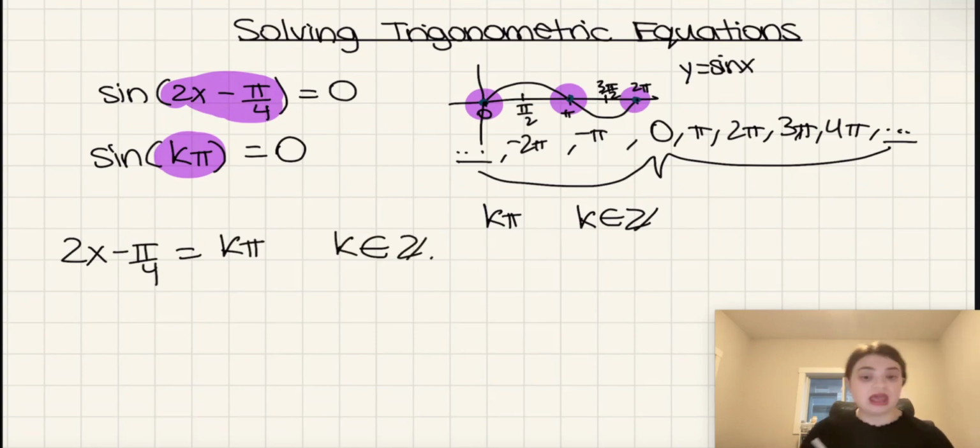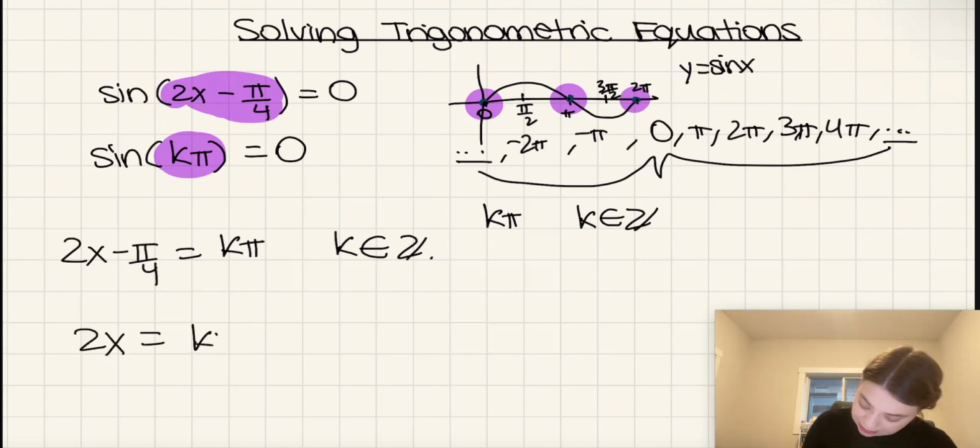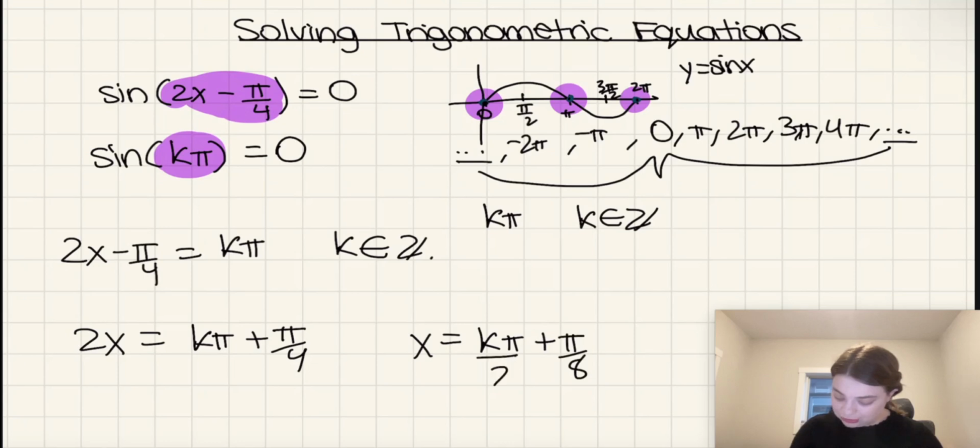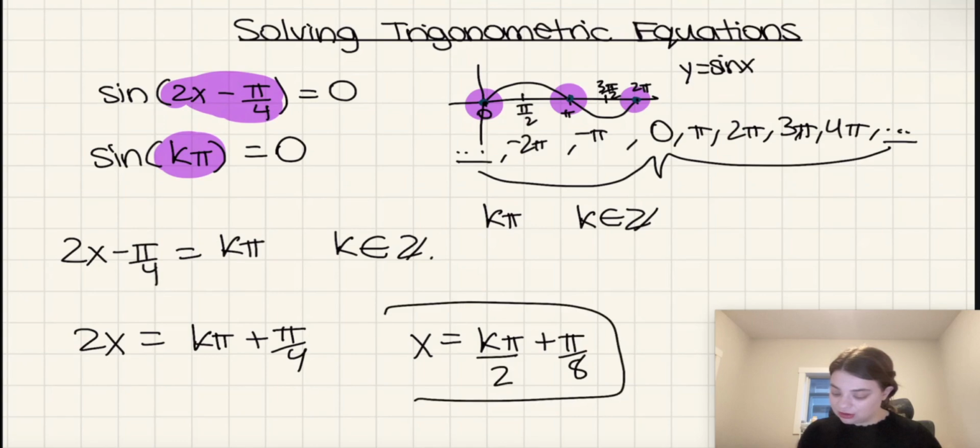Now I'm going to add pi over 4 to both sides to get that 2x is equal to k pi plus pi over 4. And then last but not least, I'm going to divide both sides by 2 to get that x is equal to k pi over 2, since we're dividing by 2, plus pi over 8. And this is our final answer. Oh, and I should mention such that k must be an integer. And so there we go.